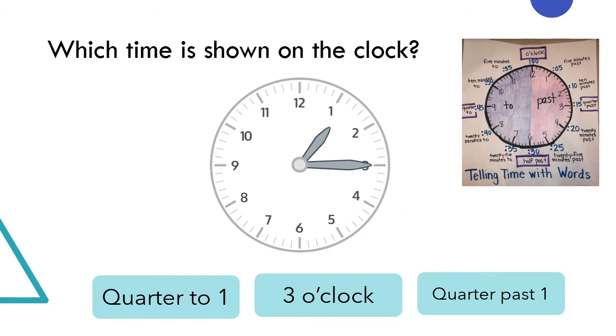Time is shown on the clock now. Show this on yours and then choose the correct way to say this. 1:45, 3 o'clock, or 1:15. It is 1:15.